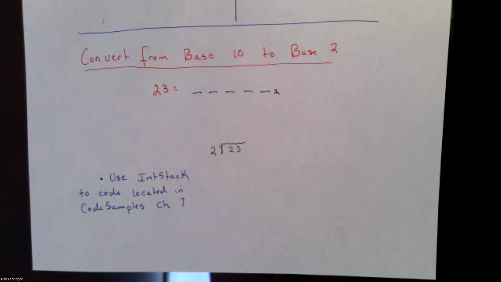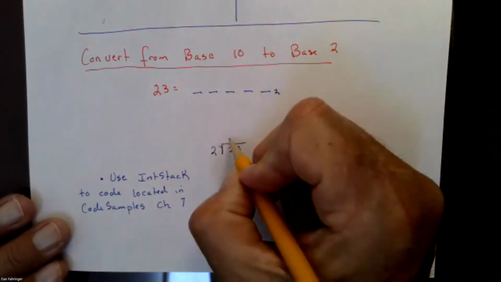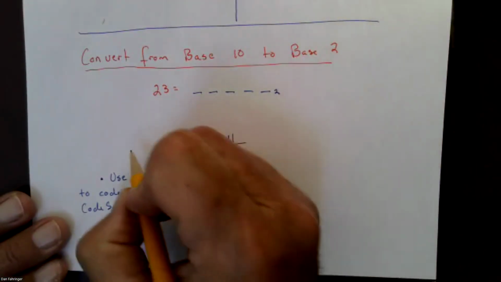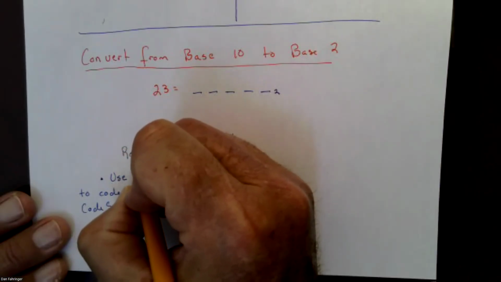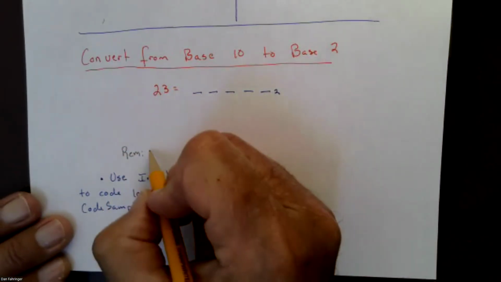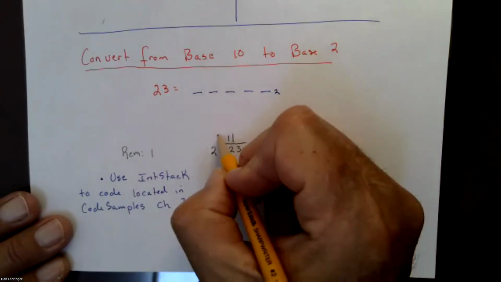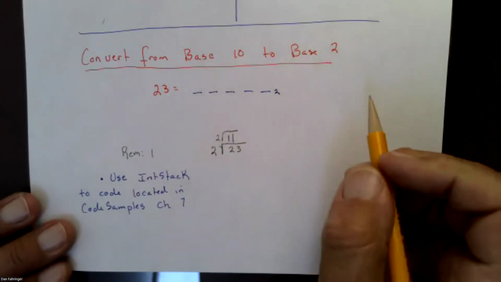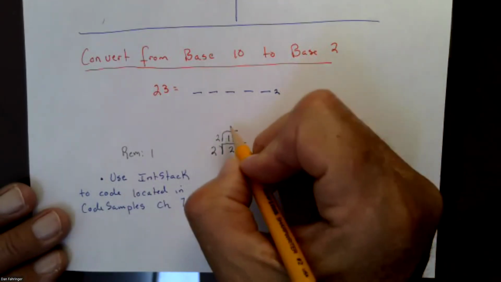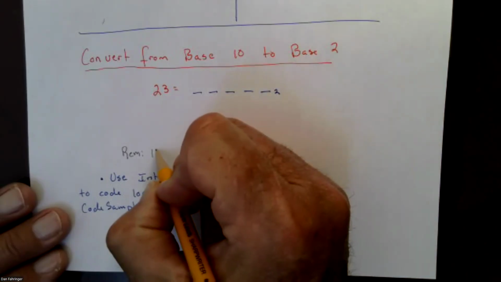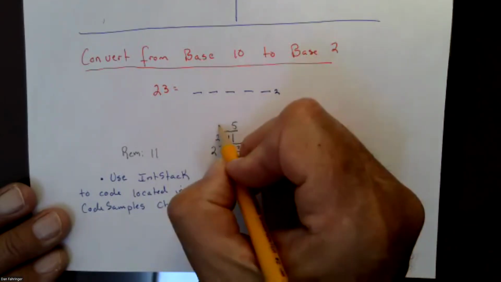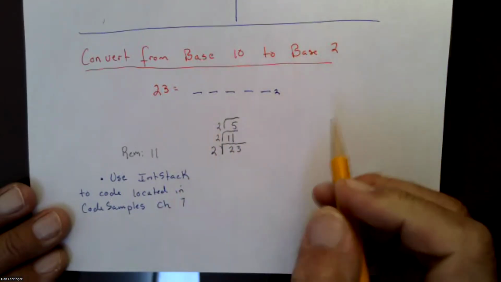Integer division. How many times does 2 go into 23? 11 times. What's the remainder? 1. Good. 2 goes into 11 how many times? 5. Remainder? 1.